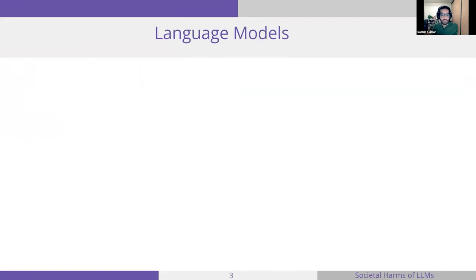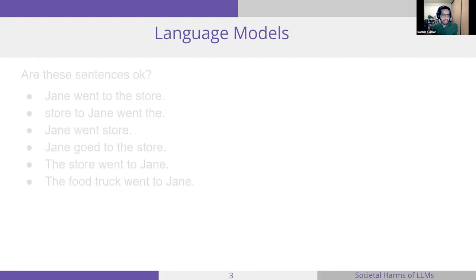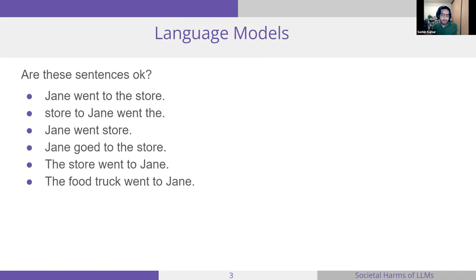Okay, so let's start with what are language models. Say if I give you these sentences and ask you to rank them on the basis of how grammatical or how fluent they are, all of us familiar with basic English grammar would be able to do that. To emulate such a system, a language model is designed to measure how probable a piece of text is. So we have a sequence of words or tokens, y1 to yn, and we want to find the probability of the sequence.